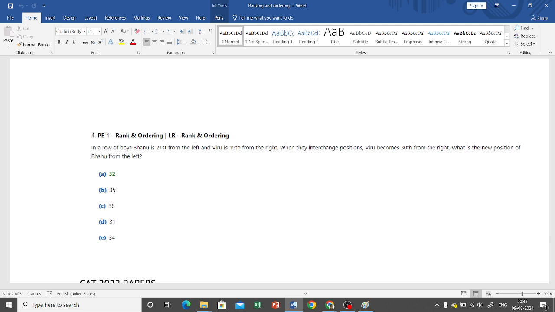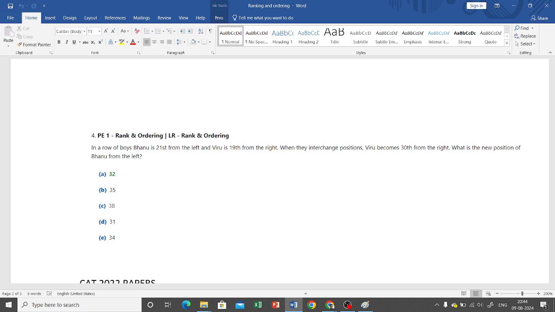So in a row of boys, Bhanu is 21st from the left and Viru is 19th from the right. Let me take the total number of boys as n. Bhanu's position from the first is 21st. Viru is 19th from the right, so what is Viru's position from the first? n minus 19 plus 1. So n minus r plus 1 is the formula to find the position of a person from the first, given the position from the last. So n minus 19 plus 1, that is n minus 18, is Viru's position from the first.